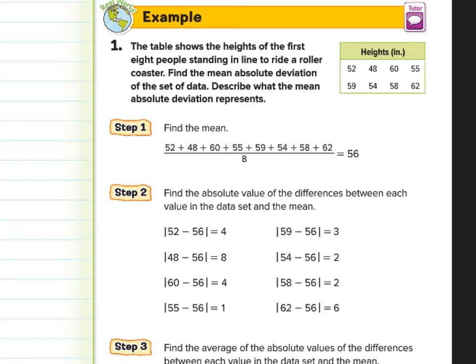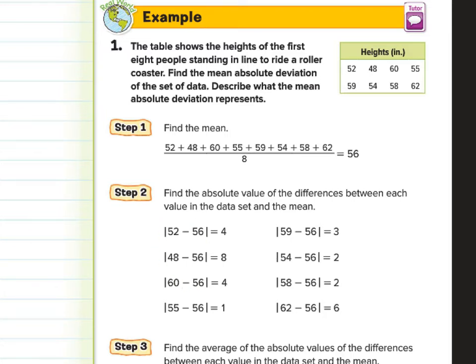Now we're going to find the absolute value of the difference between each value in the data set and the mean. So we're going to find the distance from the mean, the average, to each one of these values. And that's what we do. And remember, we do it in absolute value because we're not doing negative nor positive. We're simply trying to find how far the number is, how many numbers apart. And we get 52. What's the difference between 52 and 56? 4. 48 and 56? 8.